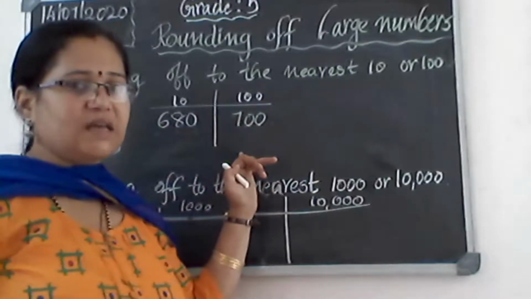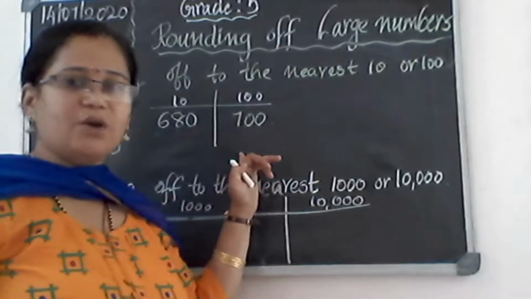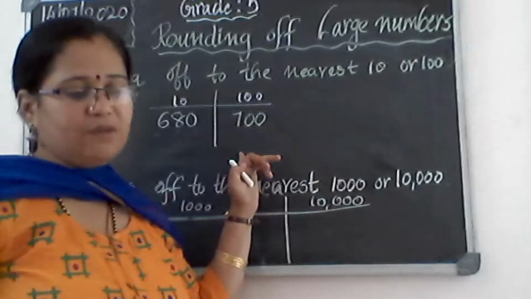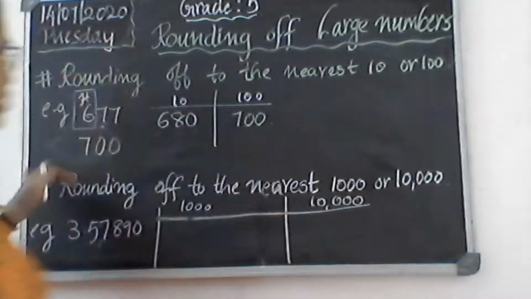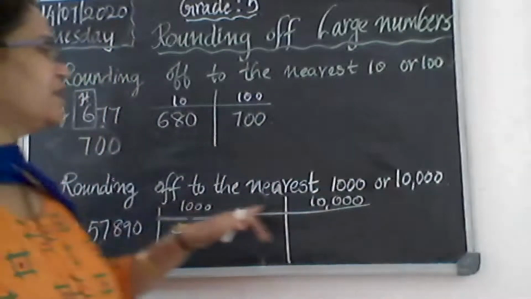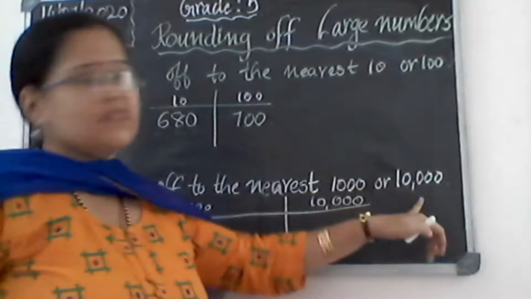One more method is there, the model method, but we are not going to discuss it because you will get confused. So this is the technique. Please remember it. Now we will go ahead with rounding off to the nearest 1000 or 10,000.